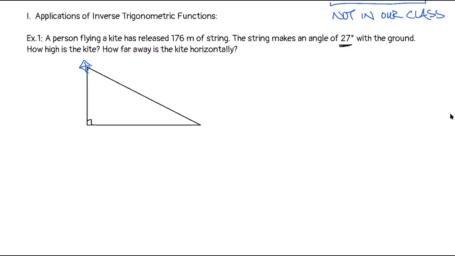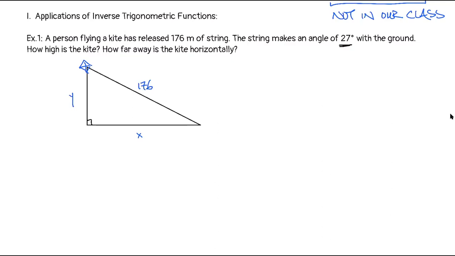Because they're asking how high the kite is, we can assume it's your Y, which is up and down, and then how far away horizontally would probably be the ground, and therefore the 176 is your string, because it did say it's a string too. Yeah, exactly. And Ethan and Thea, you got it right. That 176 is our hypotenuse. Good. Okay. And so now we just need to think about where the 27 degrees goes.